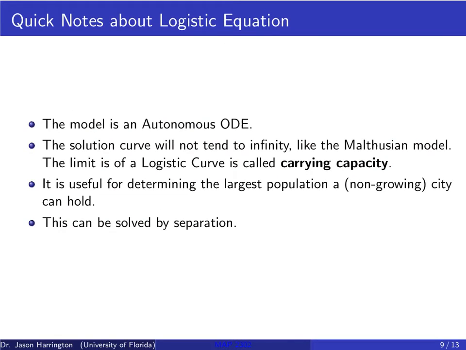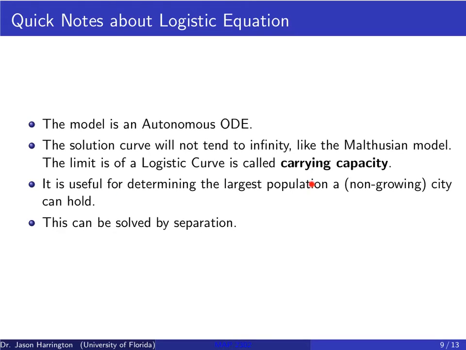Now here's a couple things to notice before we move on. This model is also an autonomous ODE. The solution curve will not tend to infinity like the Malthusian model. The limit of this curve is called a carrying capacity. I mentioned it before, and I'll do some examples.